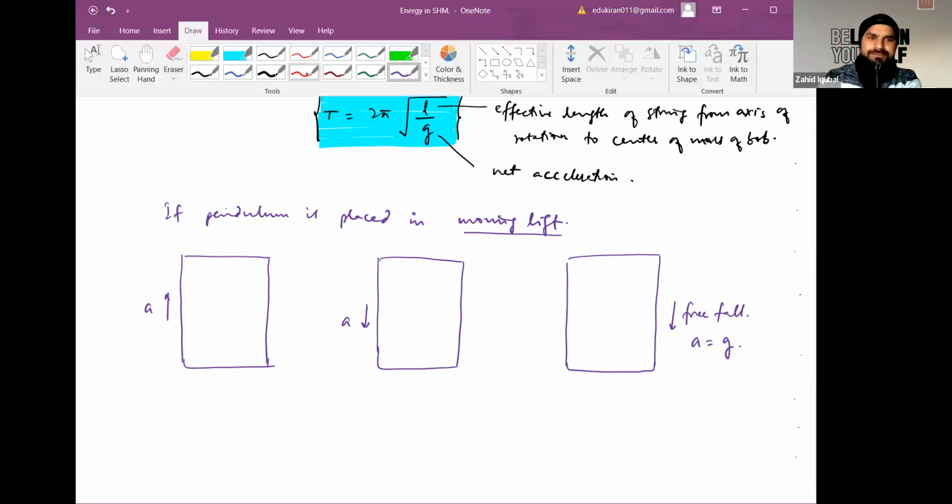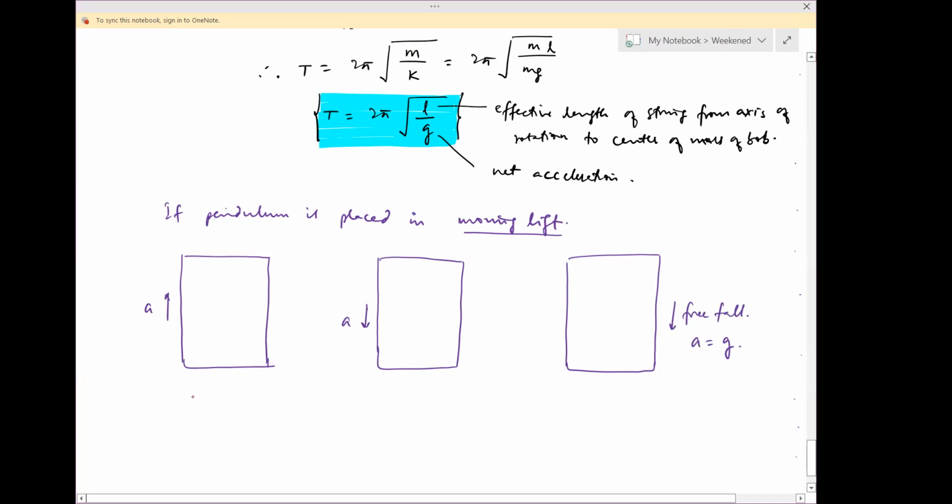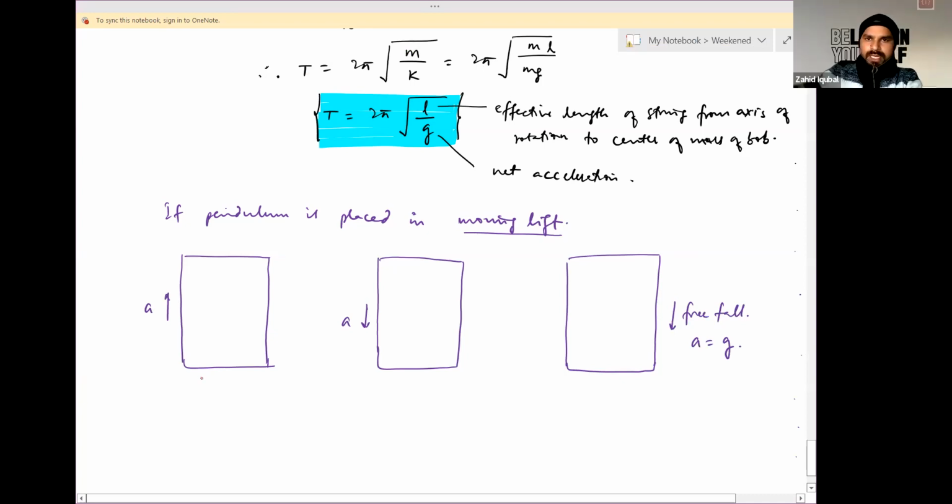Matthew, any doubt? No, sir. So in the first part, when the lift is accelerating upward, pseudo force will act in the downward direction. So net acceleration on the bob in this case will be g plus a. In the second part, since the system is accelerating downward, net acceleration due to pseudo force will be g minus a. And in free fall, net acceleration will be g minus g, that will be 0.